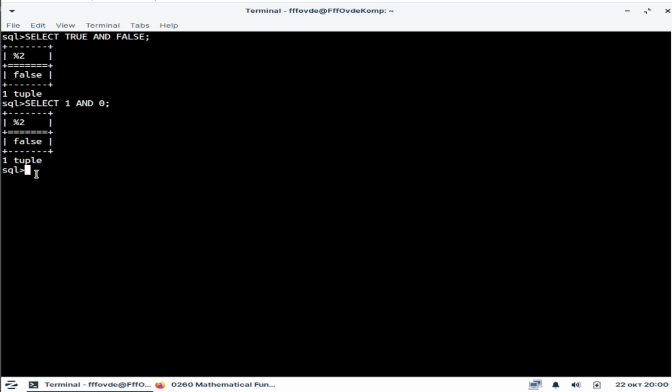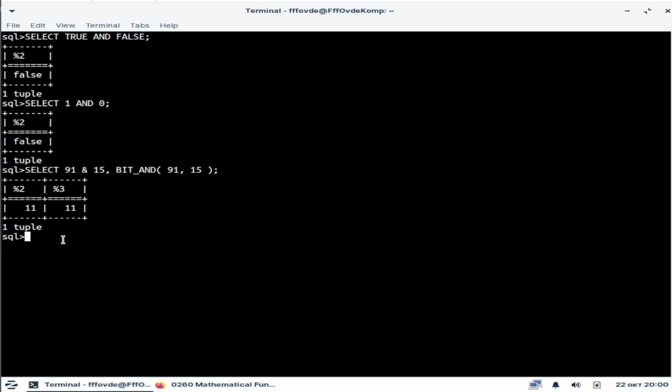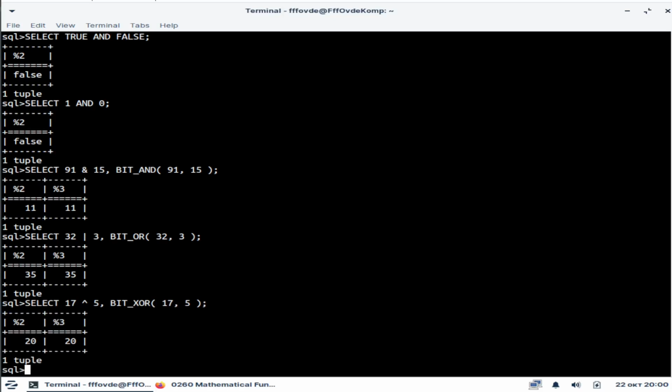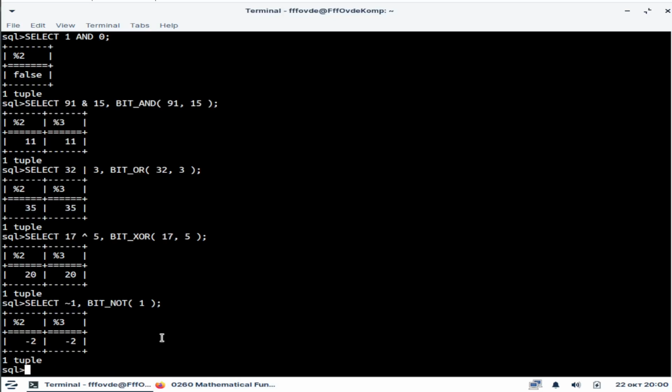Here I have two integers, and they are connected with an operator that is bitwise AND. We also have a function, and this will return the same result, because it doesn't matter if we are using the operator or the function. We also have an operator and function for bitwise OR. Here they are. We have an operator and function for bitwise XOR. Here it is. And we also have an operator and function for bitwise NOT. And this would be the result.